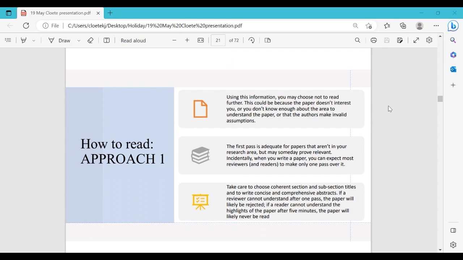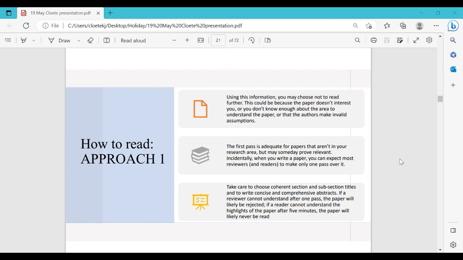So, right. Then, using this information, you may choose either to read it or not to read it further. So in that first phase, you will now see, do you want to read further or do you not want to read further? Is this paper interesting to you, or you know already enough to skip the paper and go to another one, right? The first pass is adequate for papers that aren't in your research area but may someday be more relevant for you.